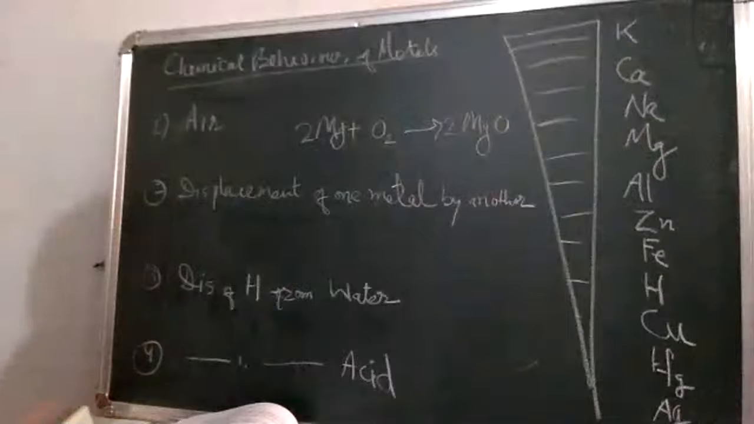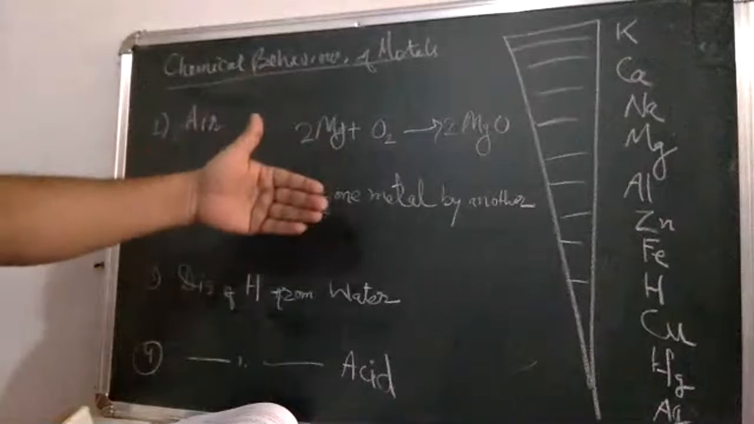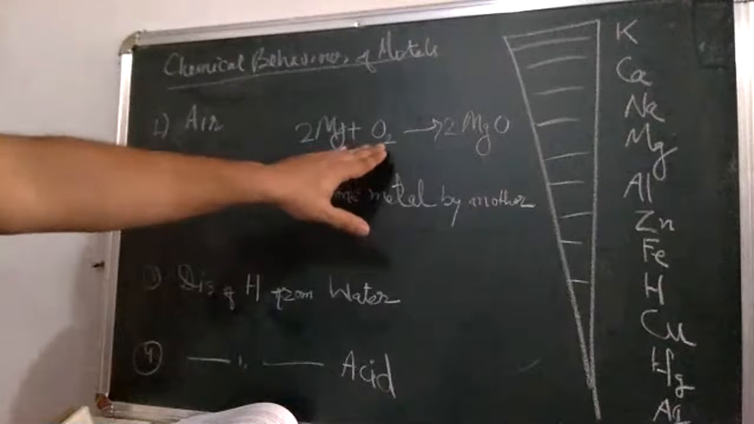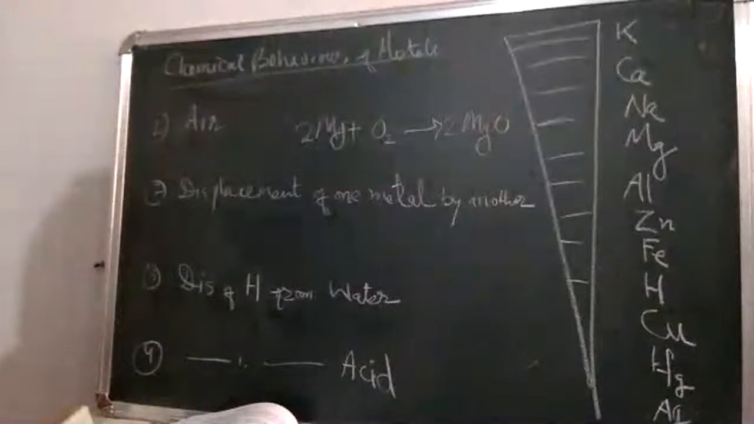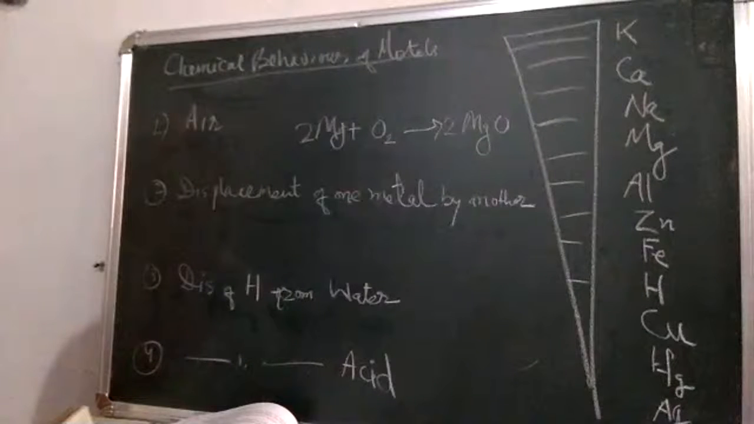You know, the balancing the equation kind of thing, I will let you know while discussing this topic here. So magnesium interacted with oxygen and it has created magnesium oxide. Okay, so this is the behavior of that.